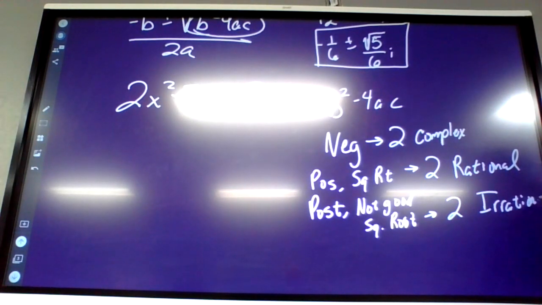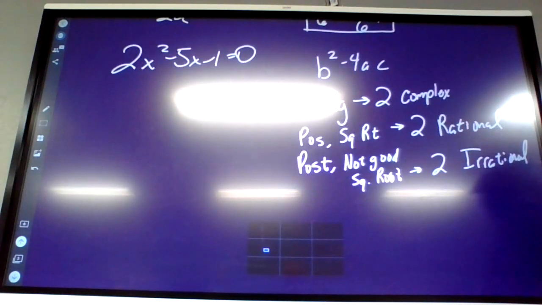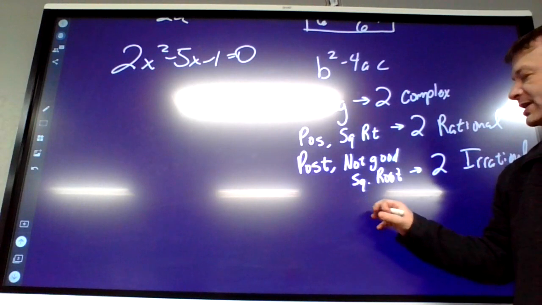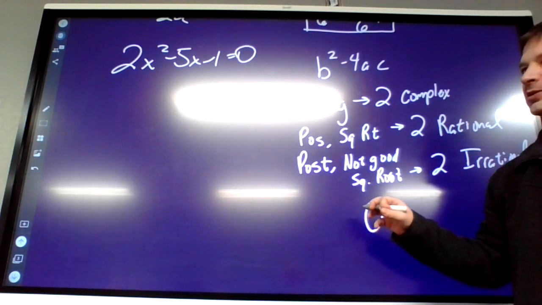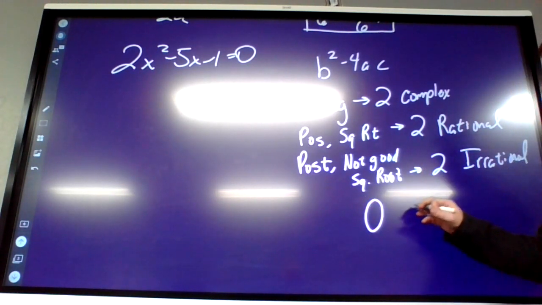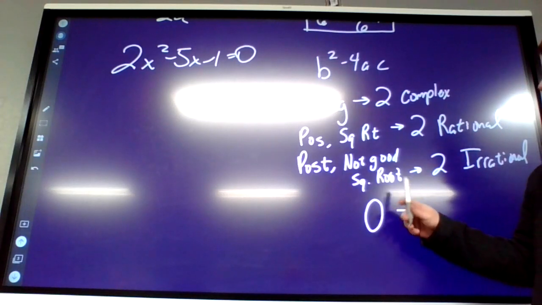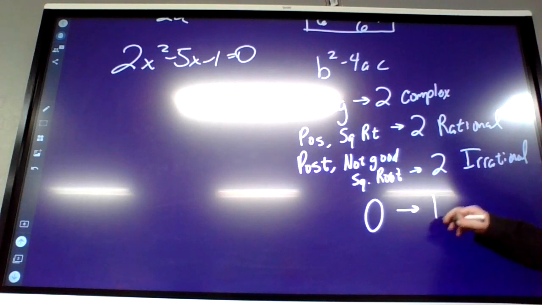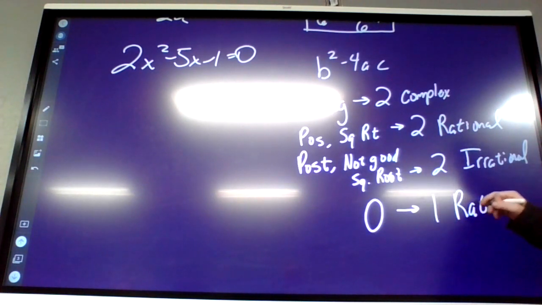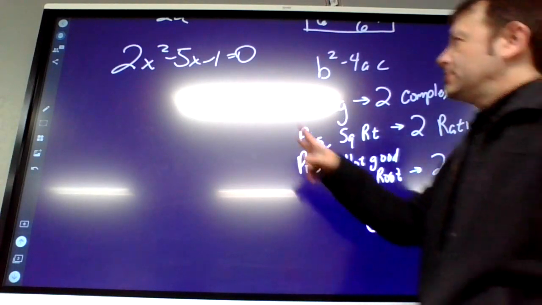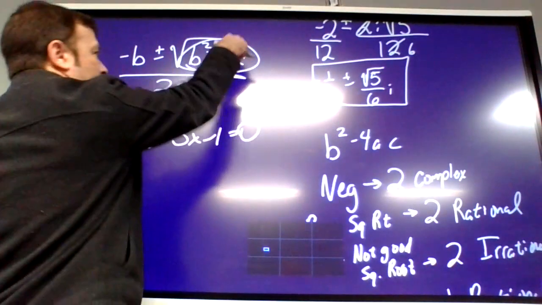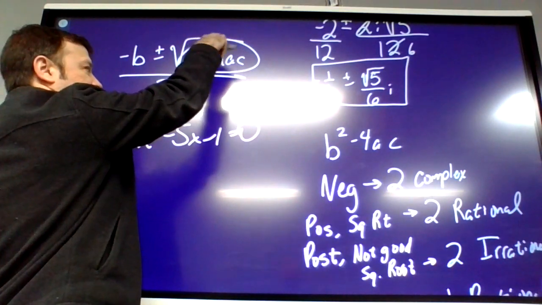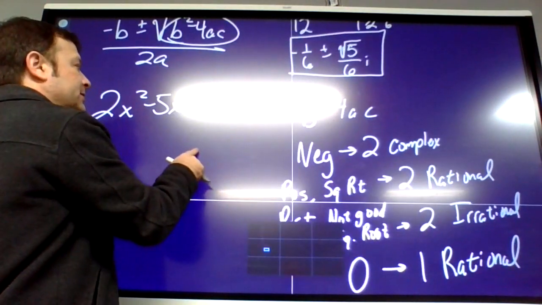To be honest, I probably didn't put this one on the final. I probably just put the normal quadratic formula. But if you guys take college algebra, this will be on there. If it comes out as 0, you're gonna get 1 rational answer. So anyway, you kind of just do just this part of the quadratic formula. It's actually not that hard.